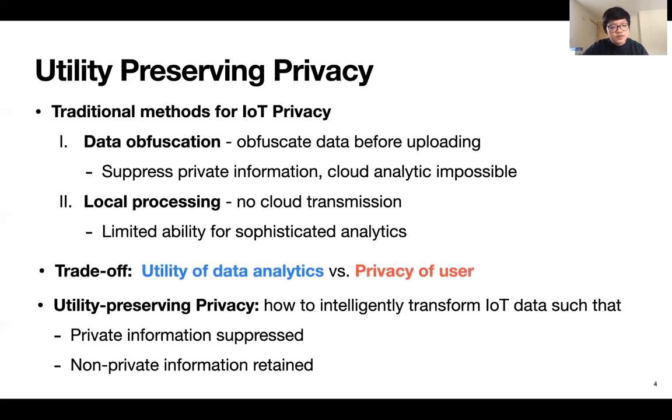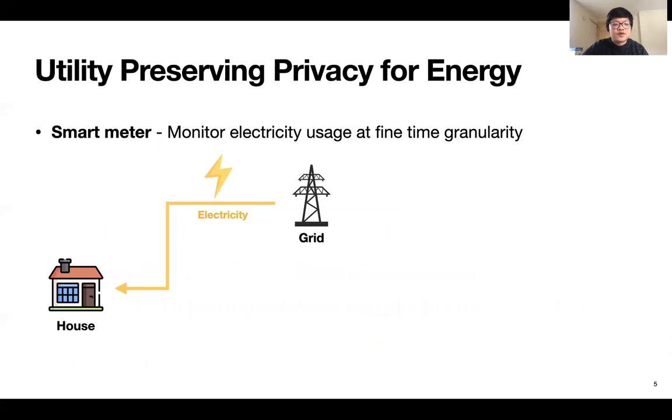In this paper, we present a different approach called utility preserving privacy, which tries to transform the data such that private information is suppressed and utility is still retained. So this gives us both privacy and analytics capability. In this paper, we focus on privacy in energy domain. So the main focus here is the smart meter.